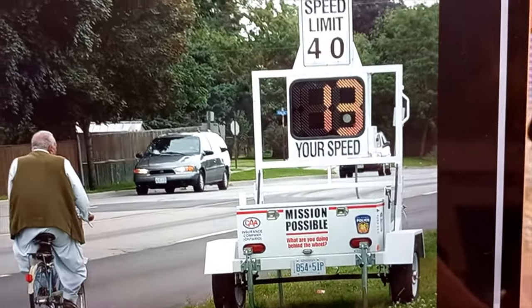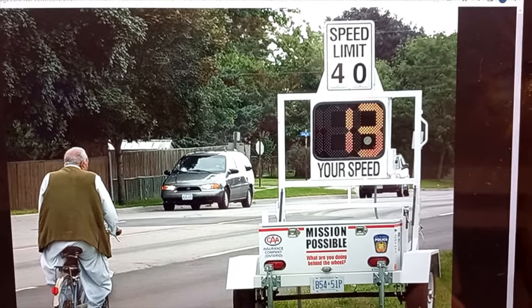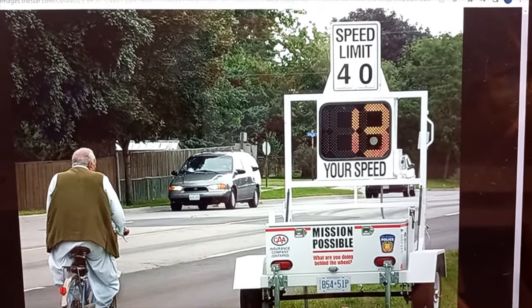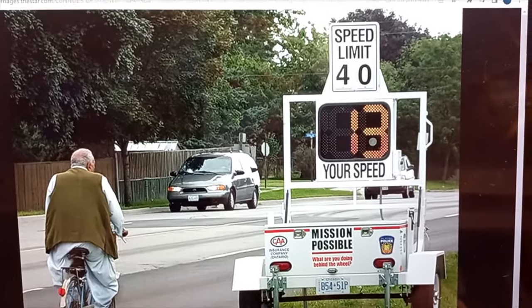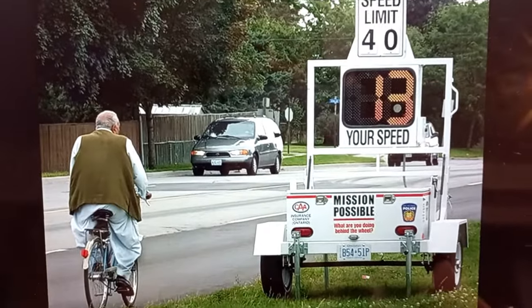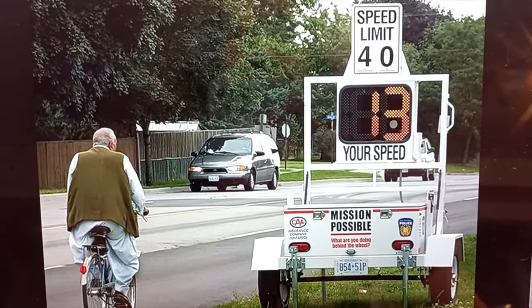Now, you go over here. This system, too, also operates on 24.125. You find these around town. It's not a photo radar. A lot of people think it is, but it's just basically telling you the speed you're going. And as you can see, this guy on a bicycle is going 13 kilometers an hour.